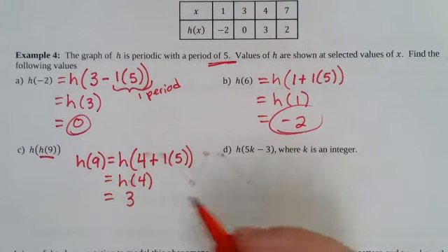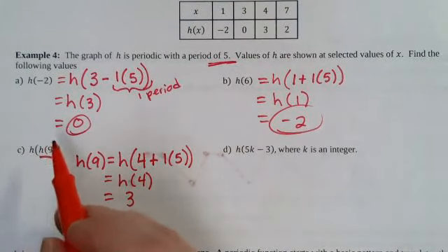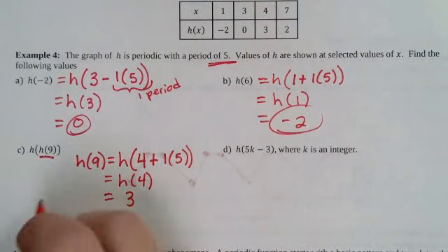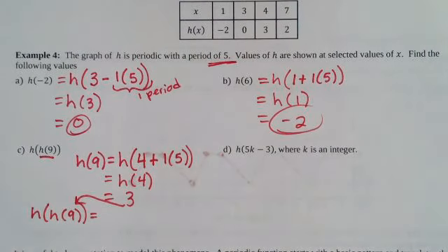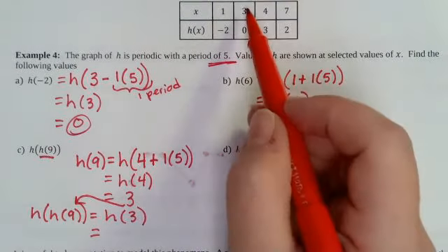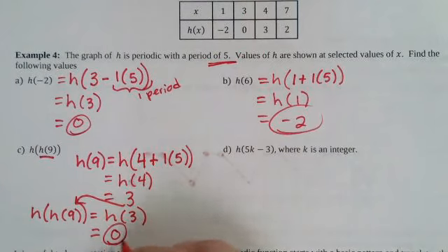Now, this is not my final thing because I'm supposed to be finding h of h of 9. I know h of 9 is 3. So now I need to plug that in. We're going to plug that in place of the h of 9. So this is really just going to be h of 3. And that is in my table. H of 3 is 0.